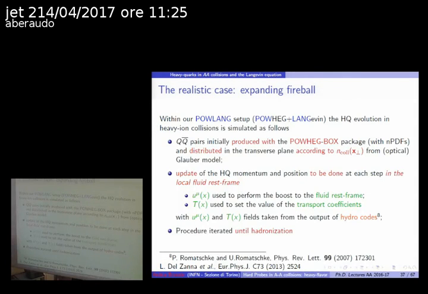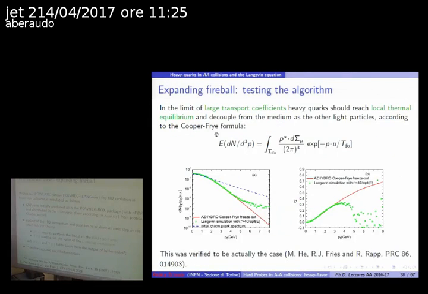And then you must know the local value of the temperature, since this local value of the temperature will be reflected in the value of the transport coefficients which enter in the Langevin simulation, okay? And this clearly is information that you must take from the output of some validated hydrodynamic calculation, in order to provide a realistic description of the soft particles that you produced in the same collisions, okay? And then you must iterate the procedure until hadronization, and possibly also take into account modification of hadronization in the presence of a medium, okay?